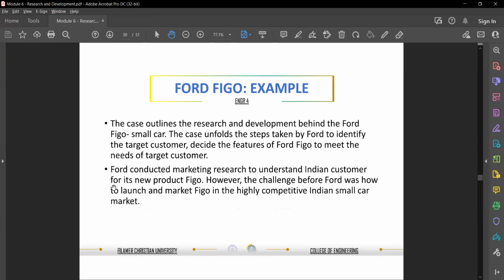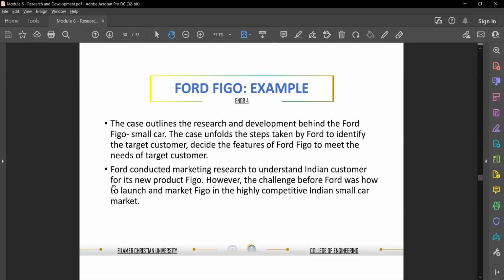So eto, example, yung Ford na Figo. Figo, yung company is Ford pero yung brand ng kotse, yung model ng kotse, is Figo. Di ba? So this is in India, no? So the case outlines the research and development behind the Ford Figo. So it's a small car. So the case unfolds the steps taken by Ford to identify the target customer. So it decides the features of Ford Figo to meet the needs of target customers.